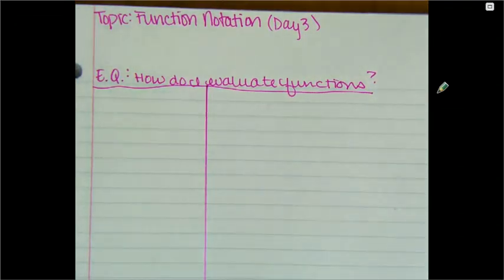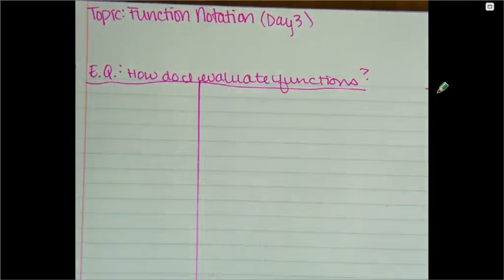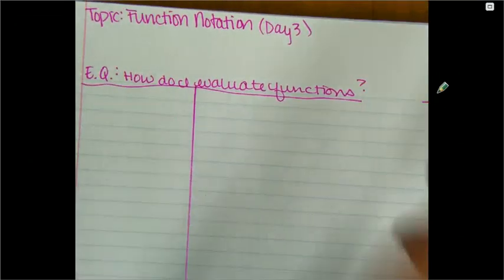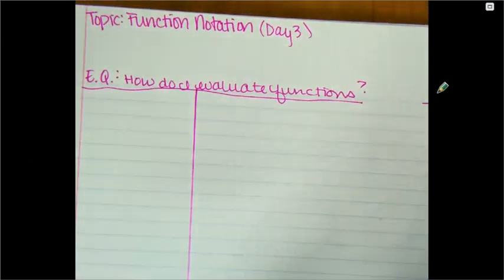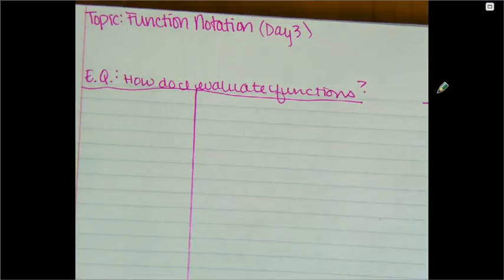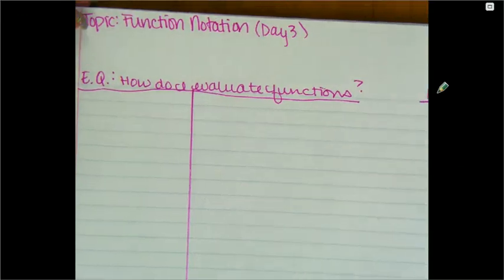All right, how do I evaluate functions? We are getting ready to graph. Can you tell? We are getting ready to graph. So this whole unit is going to end up being a lot of graphing. All right, let's do this.